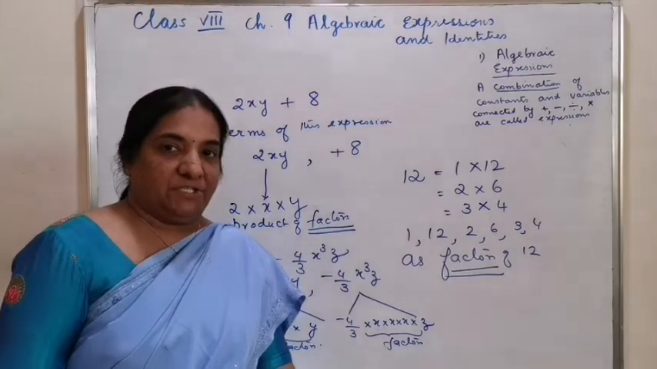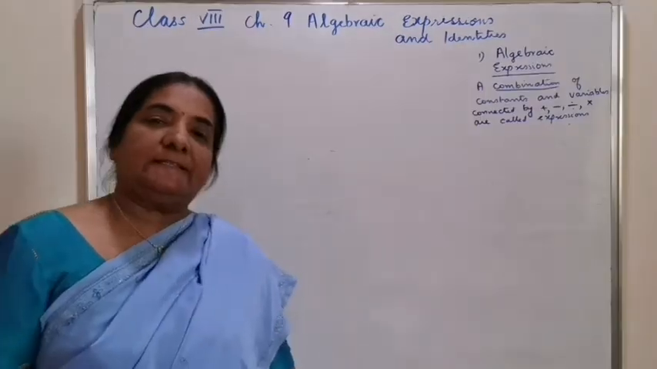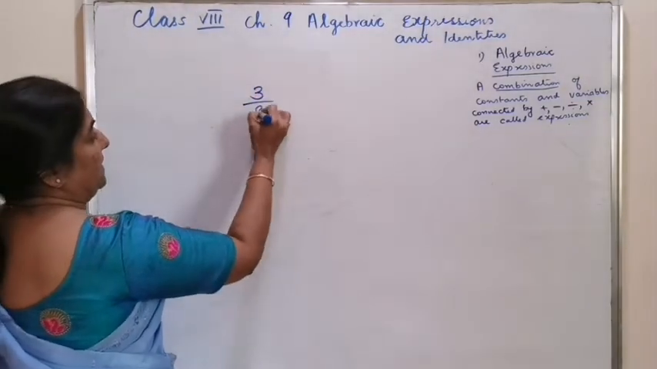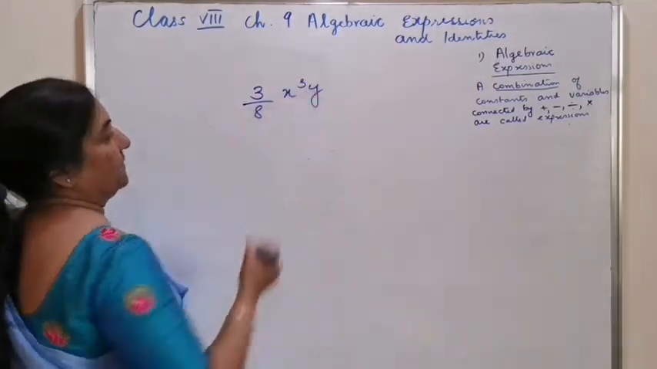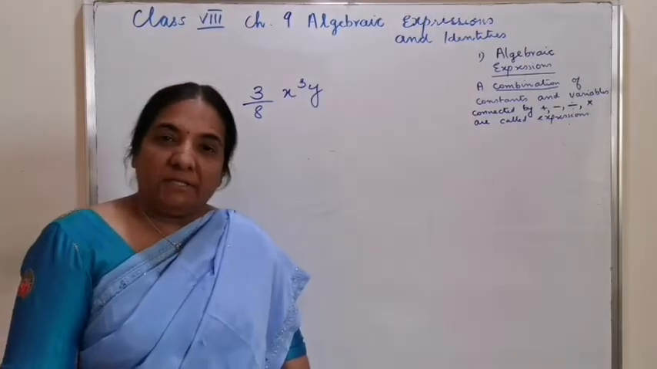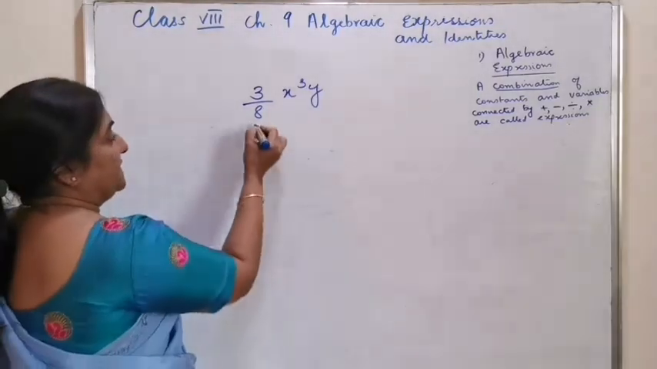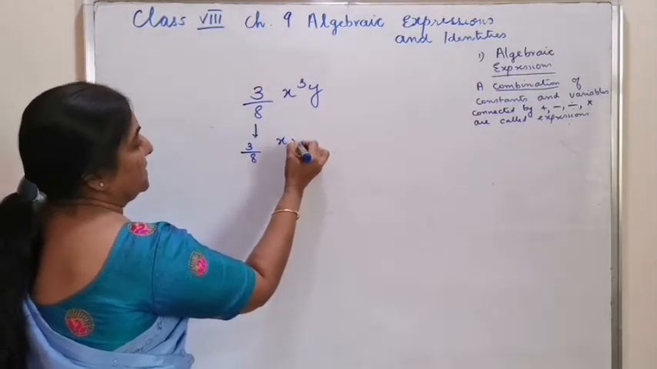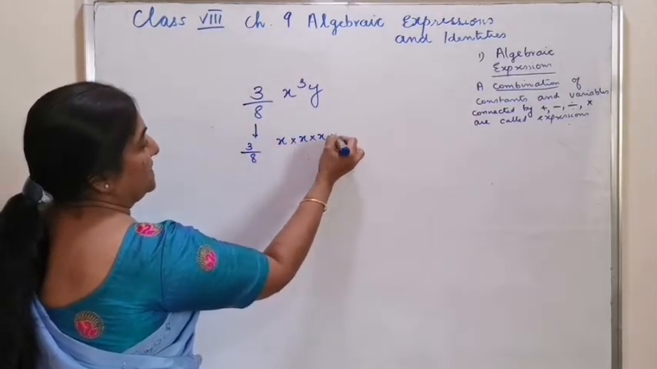Consider an expression 3 by 8 x cubed y. Here, the factors are 3 by 8, x into x into x into y.